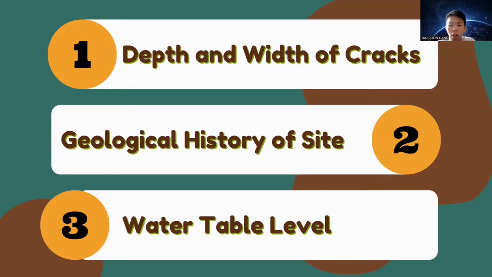And then why do we need the second data, the geological history of the site? It is important to determine whether there is an external force that could be causing the structural cracks. So the next one is the water table. This is important because it can affect the stability of the foundation. This can be determined by using a piezometer.